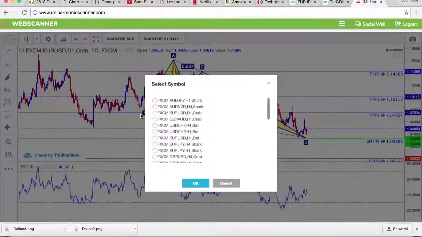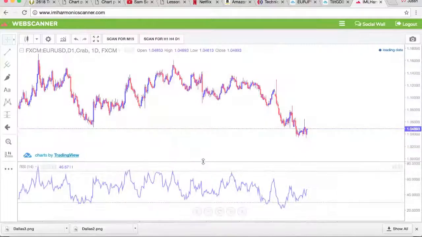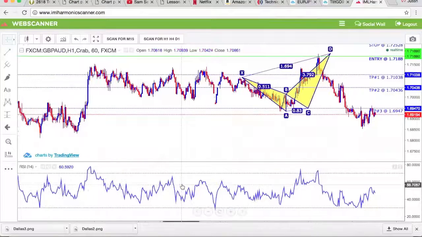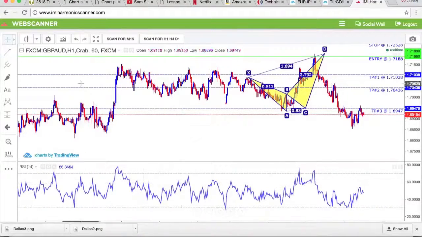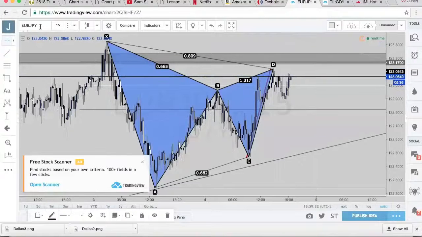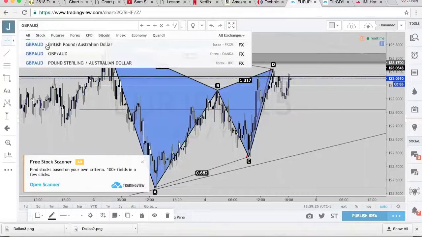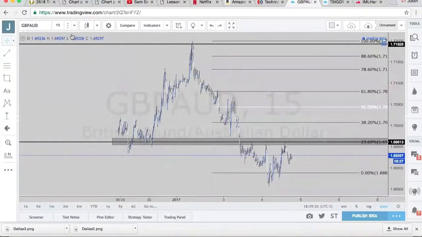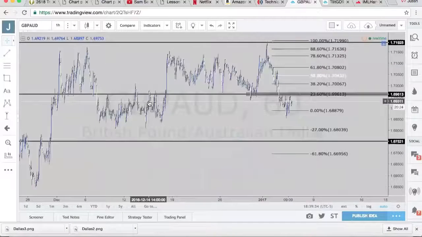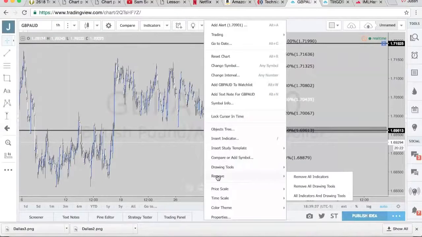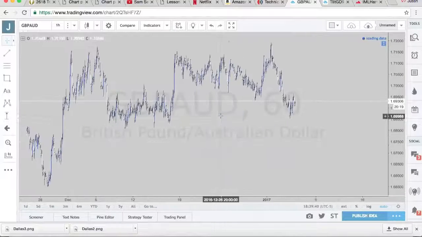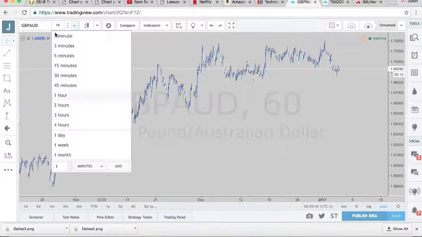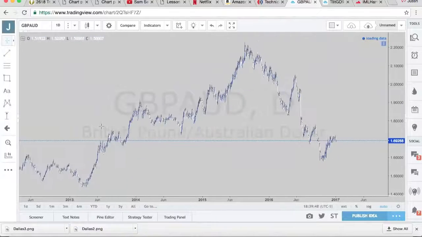Let's see this one. GBP/AUD was a nice trade here. So GBP/AUD on the H1. Let's check this one out. Remove all drawing tools. Okay, so let's look at what the trend is currently doing.